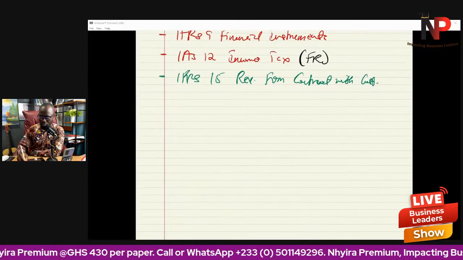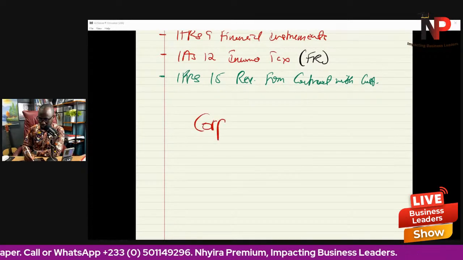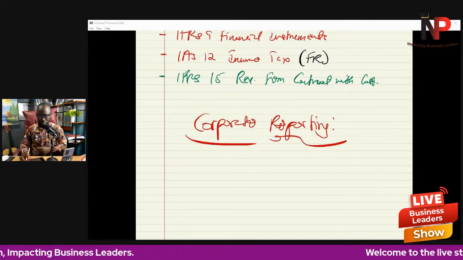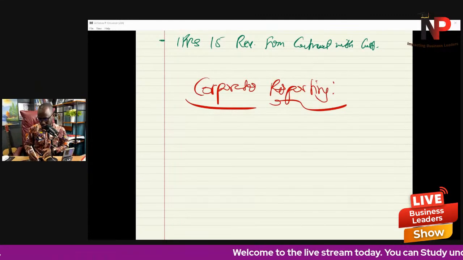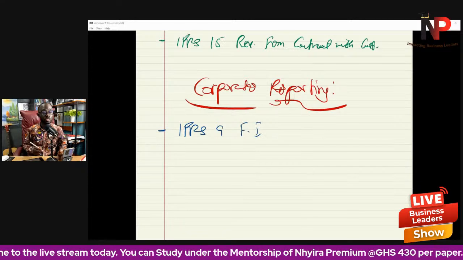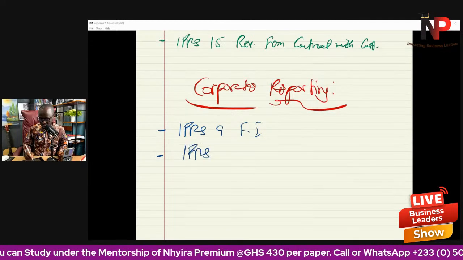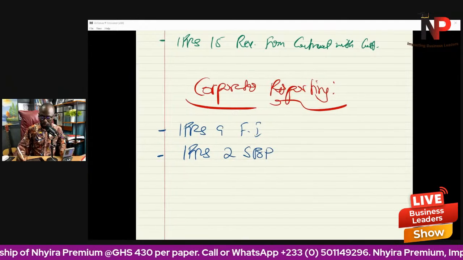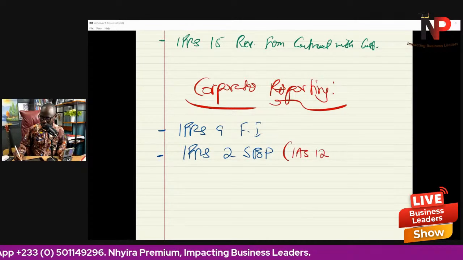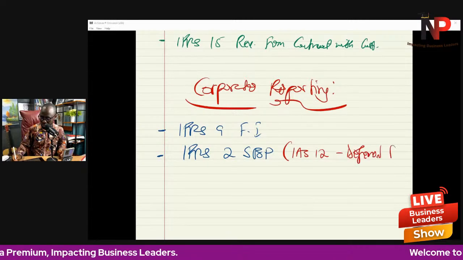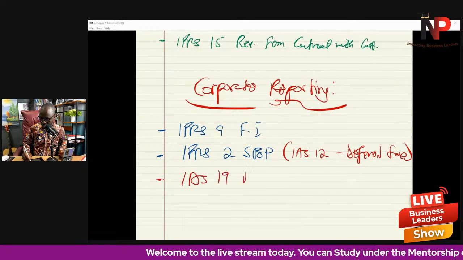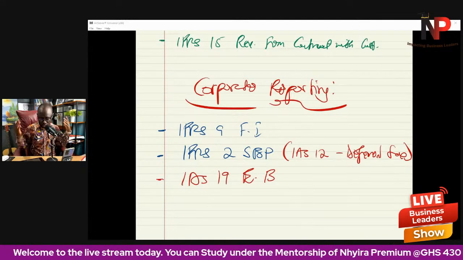Key standards. Now, for the people doing corporate reporting, let me give you something here. So this is for corporate reporting students, but stay with me, financial reporting students, because we are not done. If you're doing corporate reporting, take note of this. You have to ensure that you are strong in IFRS 9. I've already said that, financial instruments. You must ensure that you are strong in IFRS 2, share-based payments, very important. Remember that share-based payment has a brother, and the brother of share-based payment is deferred tax. So there's going to be IAS 12 because there is deferred tax in share-based payment. Then IAS 19, employee benefits. You must know these standards very well.